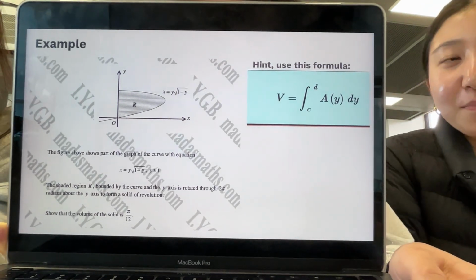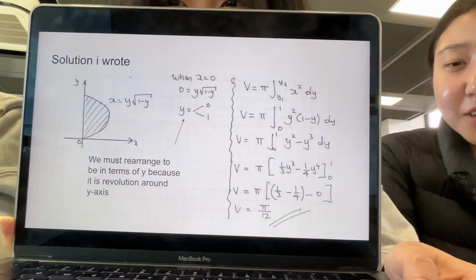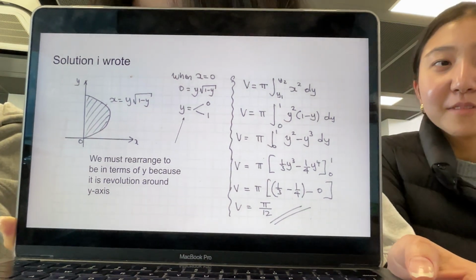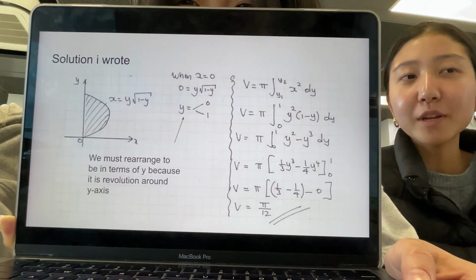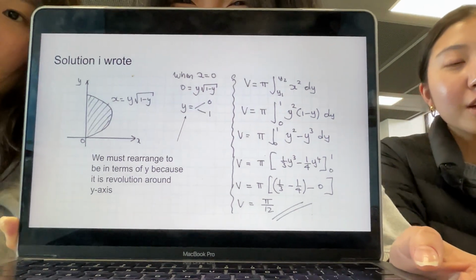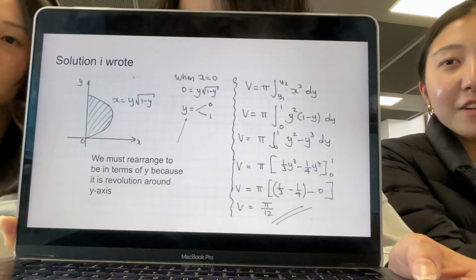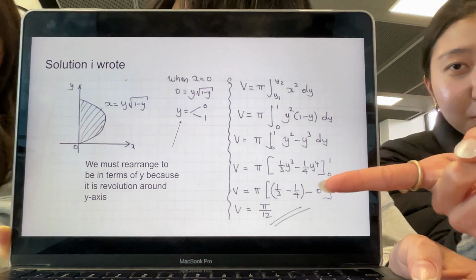Okay, so here's the solution that I wrote. You can see how I wrote it so that you can rearrange it to be in terms of y, as it's a revolution around the y-axis. And you can see how I proved it to be pi over 12.